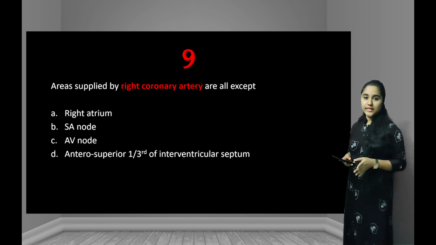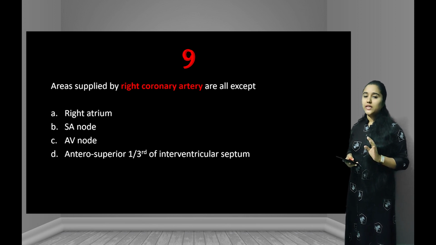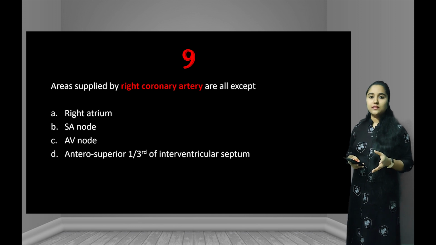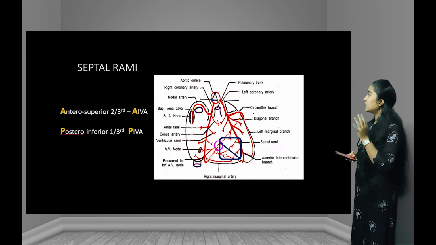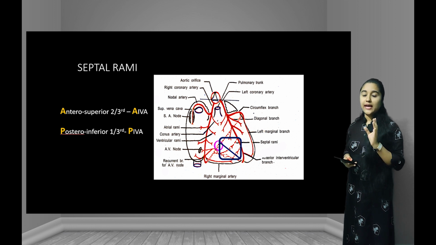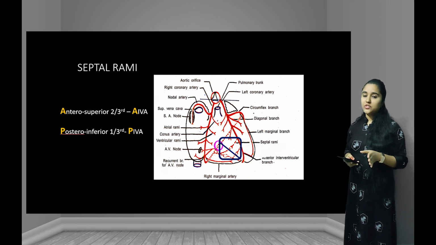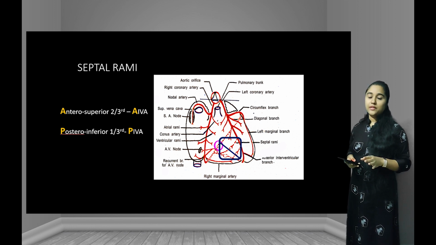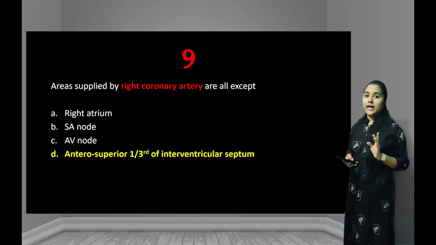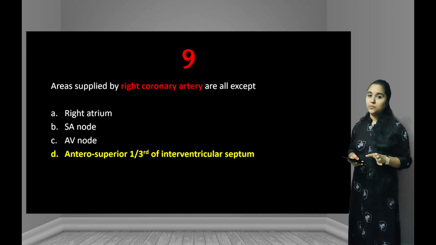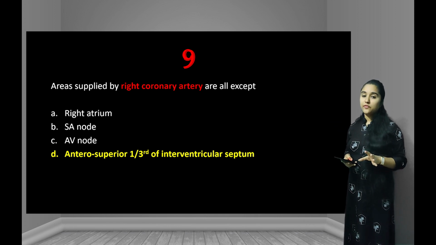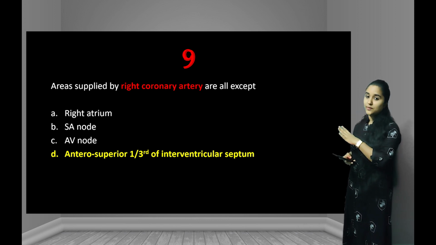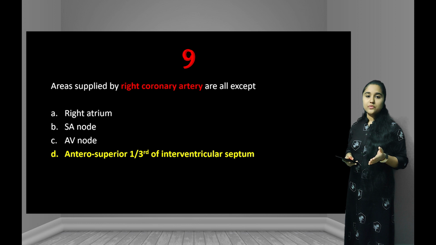Now see the D option, anterior superior 1/3 of the interventricular septum. So is it anterior superior 1/3? You can see here the anterior superior 2/3 is supplied by the anterior interventricular artery, which is a branch of the left coronary artery, whereas the posterior inferior 1/3 is supplied by the posterior interventricular artery, which is a branch of the right coronary artery. So the answer to this question is option D. It is not anterior superior 1/3, but it is posterior inferior 1/3, whereas anterior superior 2/3 is supplied by the anterior interventricular artery, which is a branch of the left coronary artery.